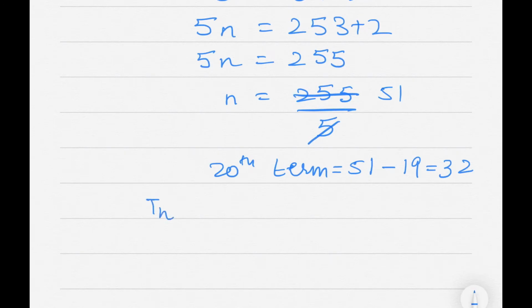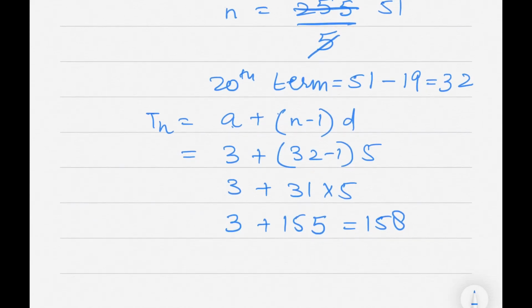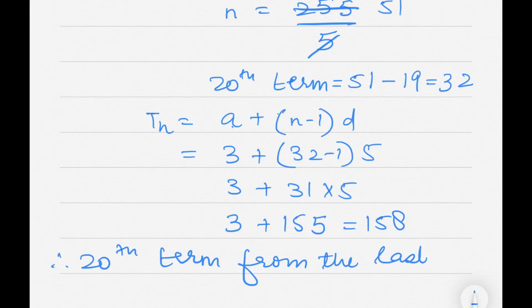Okay, so now I'll find it with the same formula. Tn is equal to a plus (n minus 1) into d. a is the same, so a is 3 in this, and 32 minus 1, and d is 5. Now a plus 31 into 5, so 3 plus 155, that is 158. So my 20th term, therefore the 20th term from the last, is equal to 158.